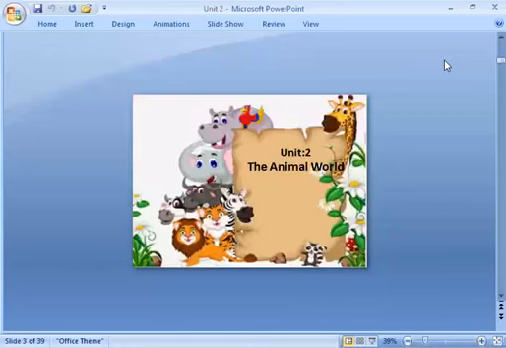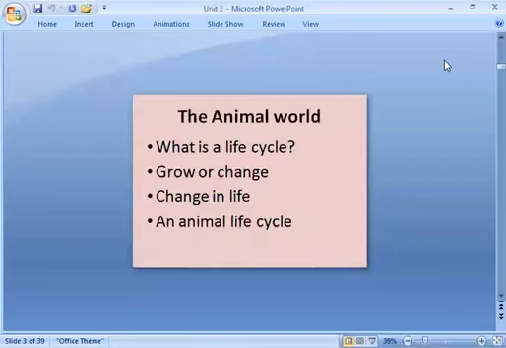Okay, today we study our unit 2 about the animal world. In this lesson, we learn about what is a life cycle, grow or change in life, and animal life cycle.